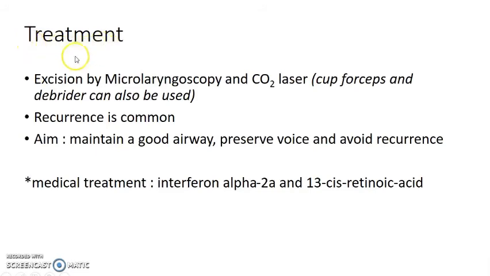Now, how do you treat a case of juvenile laryngeal papillomatosis? Excision can be done by microlaryngoscopy and carbon dioxide laser. If these two are not available, cup forceps and debrider can also be used. Recurrence is common in juvenile laryngeal papillomatosis. The aim of the surgery should be to maintain a good airway, preserve voice, and avoid recurrence. So, the surgery should be done with absolute precision to avoid damage to the underlying vocal ligament. Medical treatment includes interferon alpha 2A and 13-cis retinoic acid. However, medical treatment is avoided because of the severe side effects.